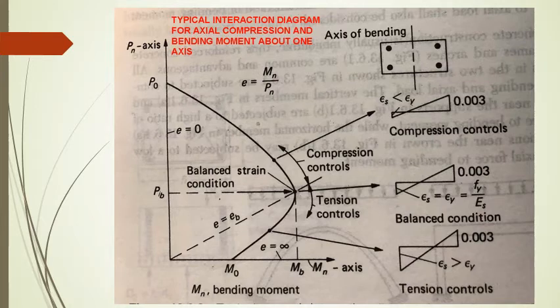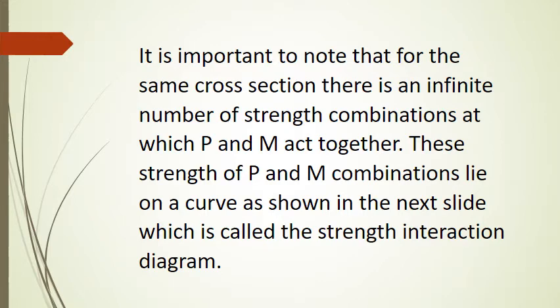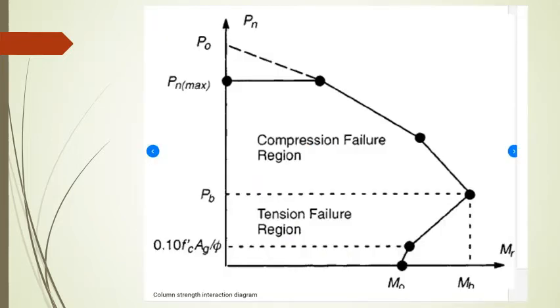Typical interaction diagram. It is important to note that for the same cross-section there is an infinite number of strength combinations at which P and M act together. These strength combinations of P and M lie on a curve as shown in the next slide, which is called the strength interaction diagram.